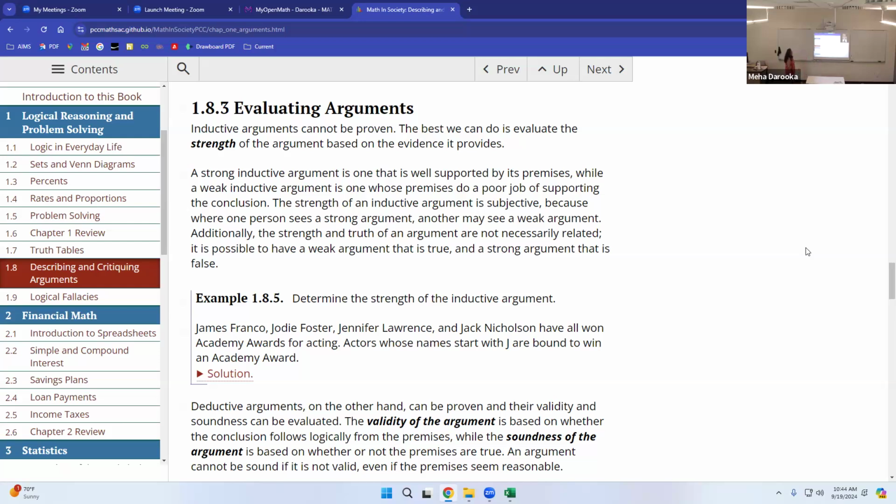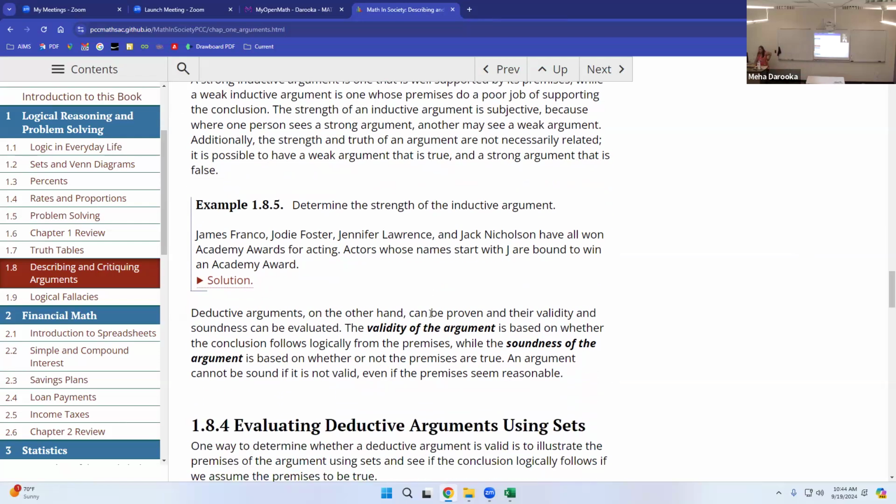So the best thing we can do is evaluate the strength of the argument based on the evidence. So a strong inductive argument is one that is well supported by its premises, while a weak inductive argument would be the one where the premises do a poor job of supporting that conclusion. So the strength of an inductive argument is subjective because one person might see it as a strong argument. Another may say, no, that argument is not very strong. It's a pretty weak basis there. So the strength and truth of an argument are not necessarily related. It is still possible to have a weak argument that might be true or a strong argument that might be false. So let's take a look at this guy over here.